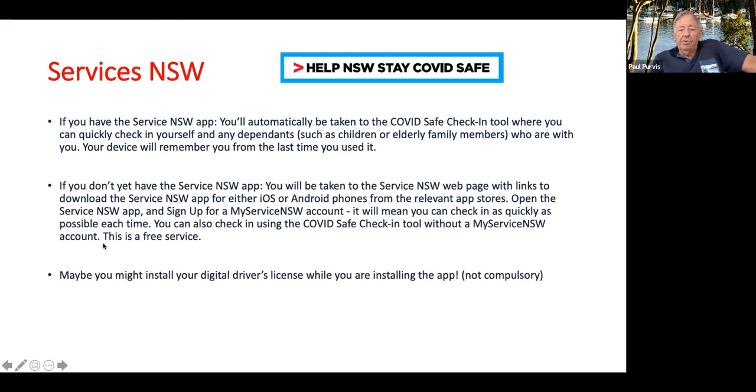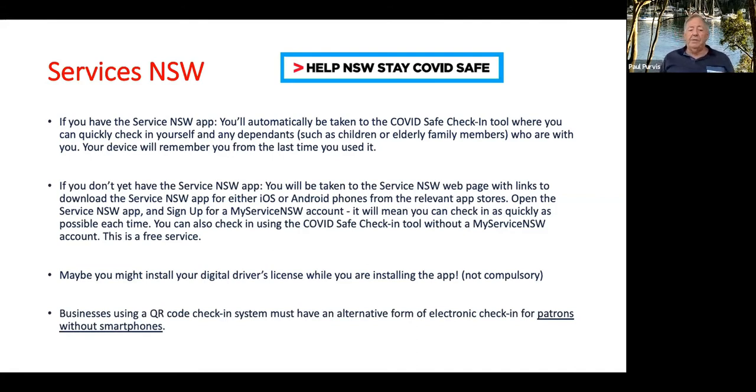So if you don't have the Services New South Wales app, which is free, you will download it from either the Play Store if you're an Android user, or from the Apple Store if you're an Apple user. Whilst you're there getting this app, you might like to install your digital driver's licence if you haven't done so. It's a fantastic option, and it means you end up with two licences, one on your phone and the physical one as well. So in my case, I carry the one around on my phone, but if I needed to, I could dig out the other one as well.